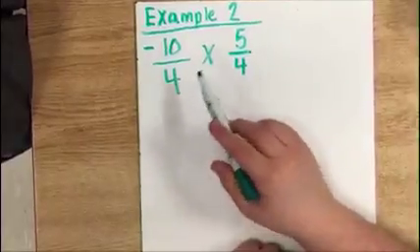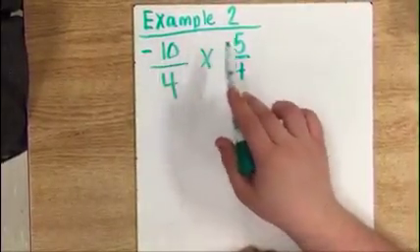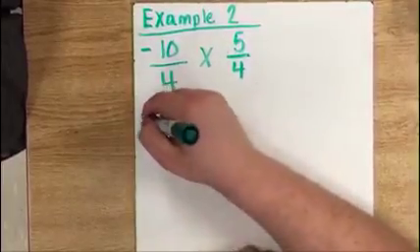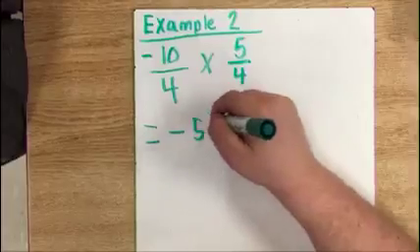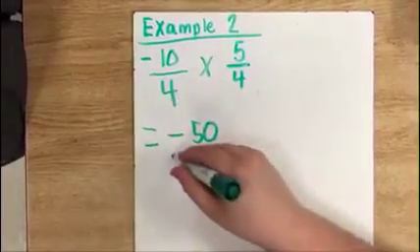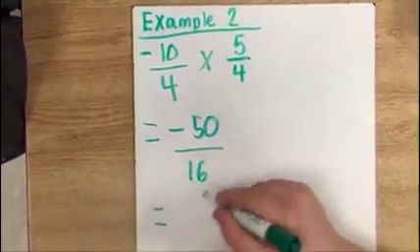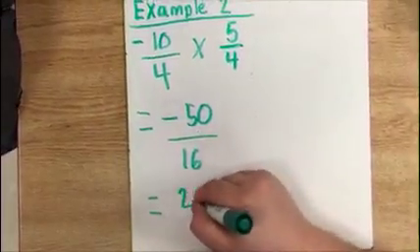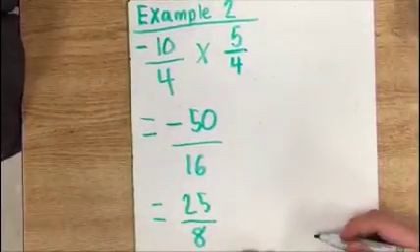In this example, we're going to multiply, but you don't have to find common denominators in this. We just multiply. You have a 10 and a 5 and negative 10. So that would give it negative 50. And 4 times 4 is 16. Simplified, this is going to be negative 25 over 8.